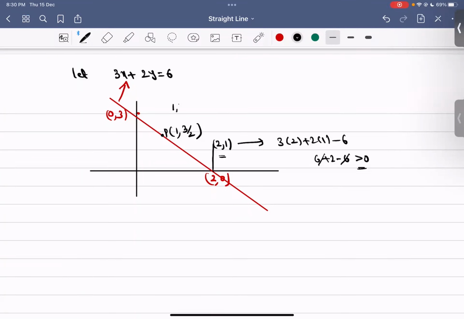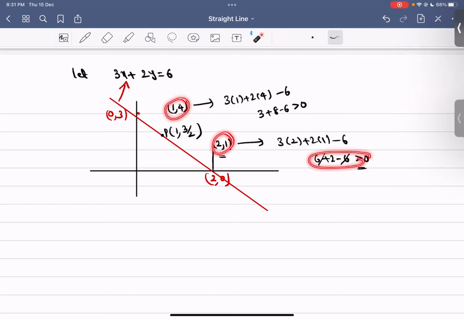If you put (1, 4) in this line equation, then what you get is 3 into 1 plus 2 into 4 minus 6, which is 3 plus 8 minus 6, a positive quantity. So for (2, 1) we got a positive quantity, and for (1, 4) also we got a positive quantity. Not only for these 2 points, you take any point on this side, for that point the expression is always positive.